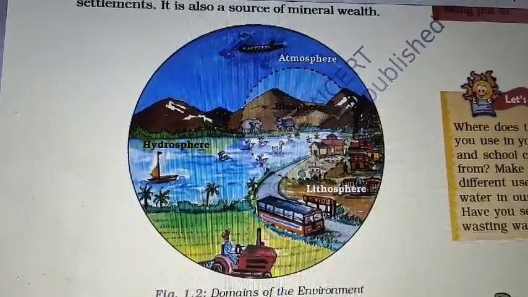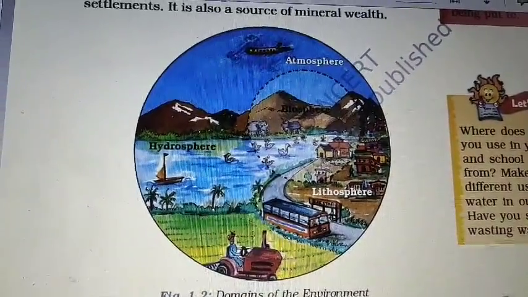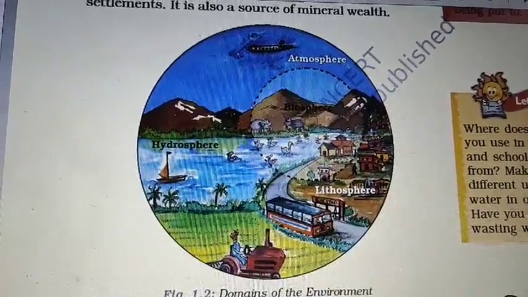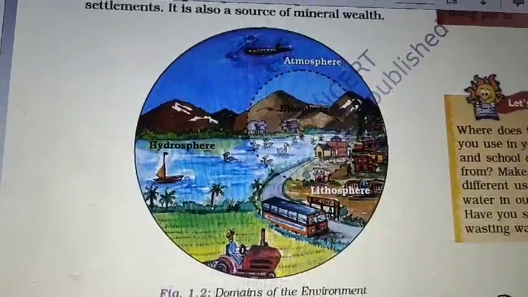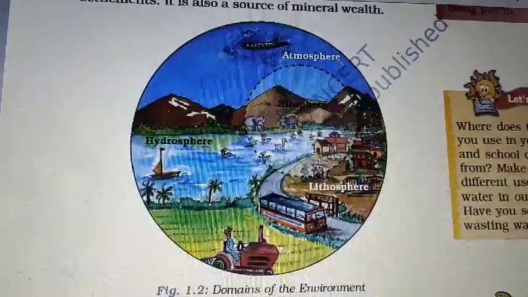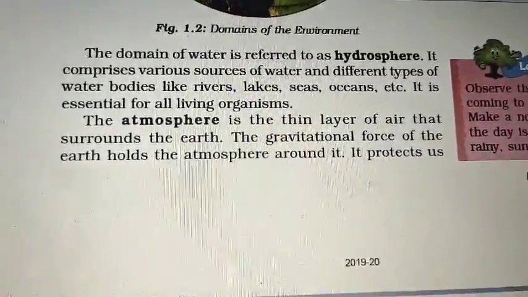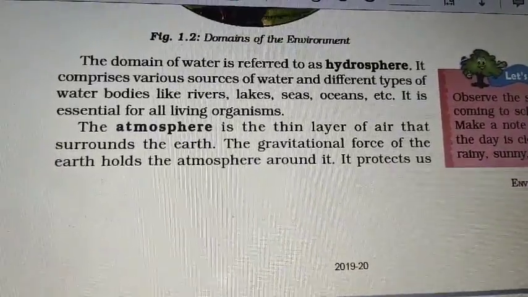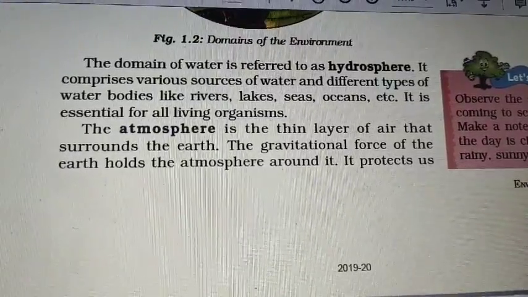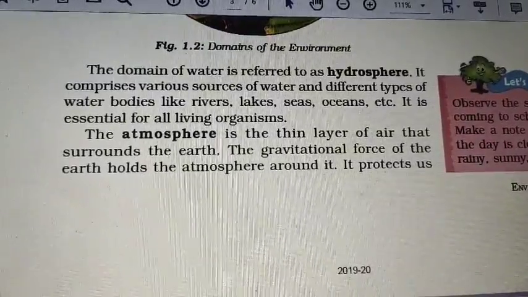Now what is the biosphere? The biosphere is the domain of the environment where we get all the rest of the domains, that is atmosphere, hydrosphere, lithosphere. These all are the domains of the environment which we get in the biosphere. Now, what is the hydrosphere? The domain of water is referred to as the hydrosphere. It comprises various sources of water and different types of water bodies like rivers, lakes, seas, oceans, etc. It's very essential for all living organisms.